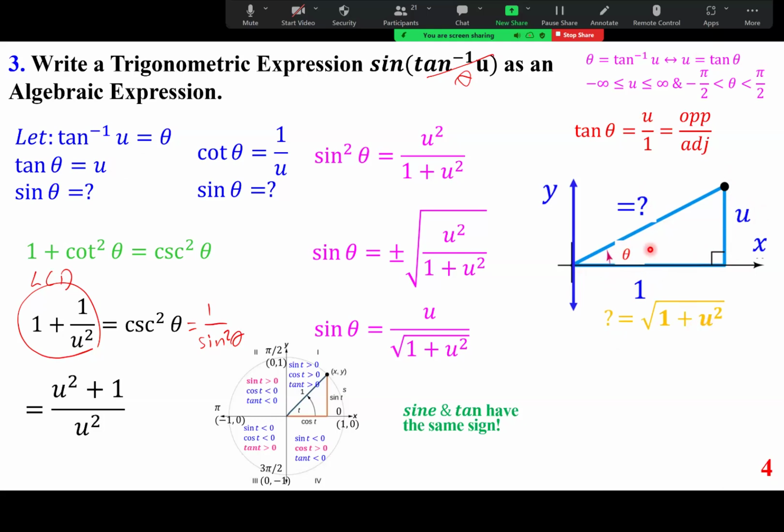Sine is the opposite over the hypotenuse, which makes it u over the square root of 1 plus u squared. So pretty straightforward, everybody.